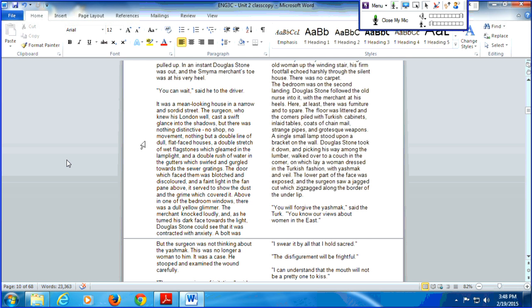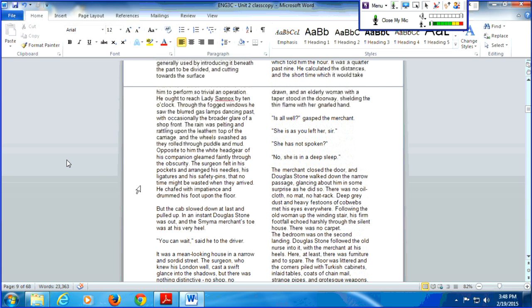The door which faced them was blotched and discolored, with a faint light in the fanlight above it, just enough to show the dust and grime which covered it. But in one of the bedrooms there was a dull yellow glimmer. The merchant knocked loudly, and as he turned his dark face towards the light, Douglas Stone could see it was contracted with anxiety. A bolt was drawn, and an elderly woman with a taper stood in the doorway, shielding the thin flame with her gnarled hands. "Is all well?" gasped the merchant. "She is as you left her, sir." "She has not spoken?" "No, she's in a deep sleep."